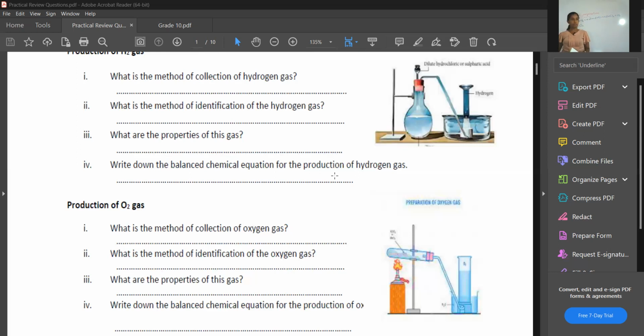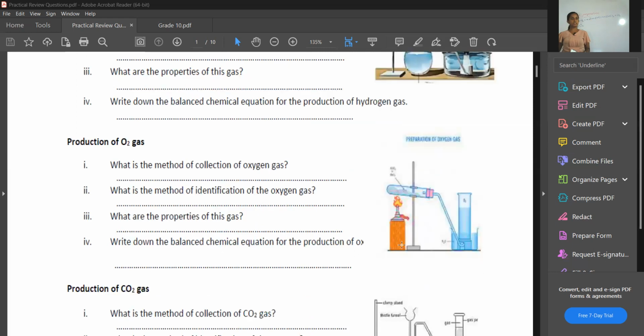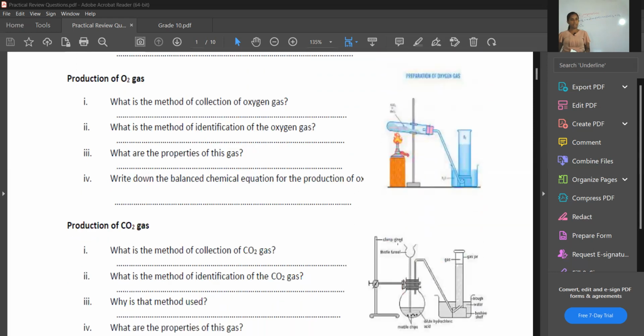Then we will move to the second one, production of oxygen gas, right? The same things that we have discussed, Pute. What is the method of collection of oxygen gas? According to the diagram, it is the heating of potassium permanganate, and the collection method is again downward displacement of water. What is the method of identification of oxygen gas? When we introduce a glowing splinter, it burns with a bright flame. That is how we identify oxygen gas.